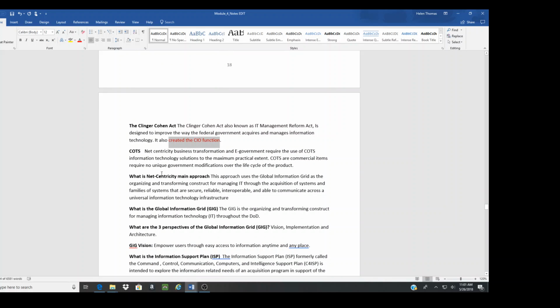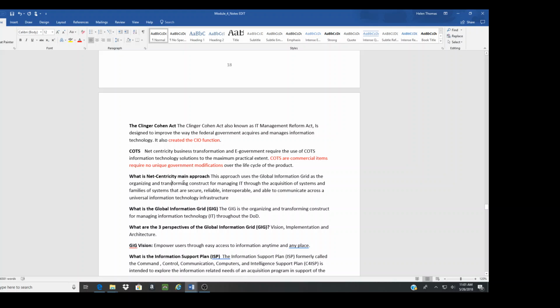So with the Clinger-Cohen Act, we're talking about Netcentricity again, business transformation, and e-government, which require the use of COTS. Now I've got to go back and see what the COTS are. There you go, COTS, information technology solution to the maximum practical extent. COTS are commercially obtained items, commercial items that require no unique government modifications. So I'm going to highlight that.